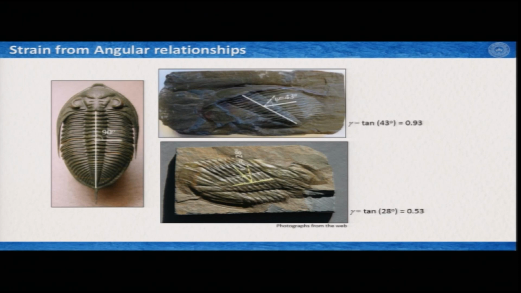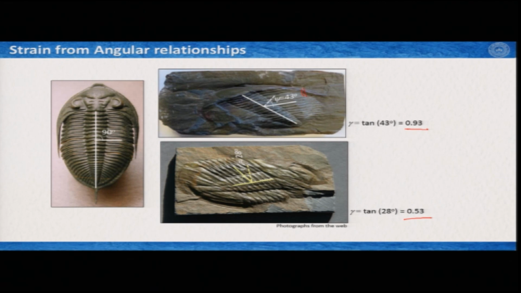So, if we try to do that, again this is 90 degrees, then what we see here is the deviation from the right angle, which is the dotted line, and it is now 43 degrees. So, simply by putting the formula, shear strain equal to tan of this 43, that gives you almost close to 1, 0.93, and in the second case this is 0.53.